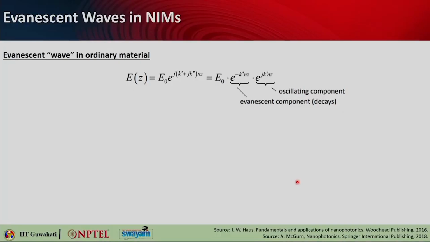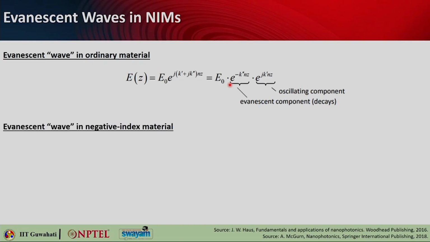So, mathematically, let us look at how the situation looks if you take an evanescent wave in ordinary material. You can write the electric field as Ez = E naught exp(j k prime n z + j k double prime n z). If you open this up, you will see that there are two components. One is e to the power j k prime n z, which is the oscillating component of the wave, and then you have e to the power minus k double prime n z, which is the decaying component, or the evanescent component.